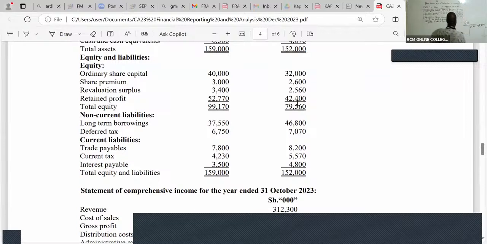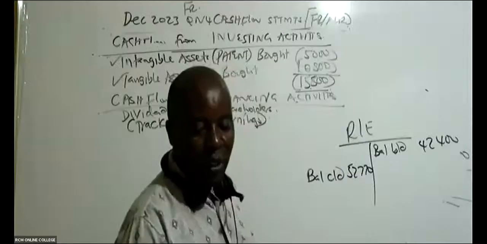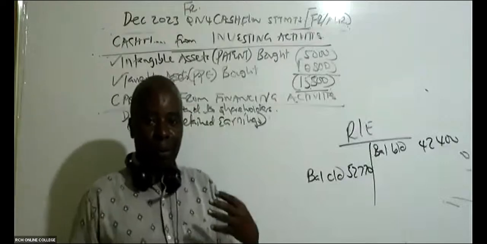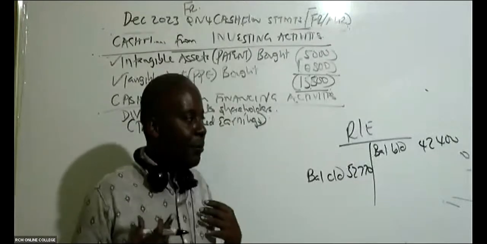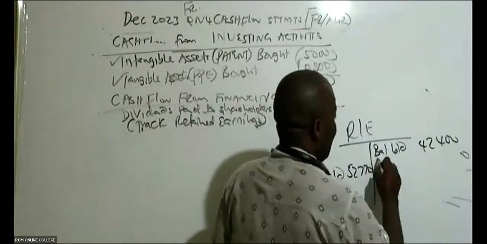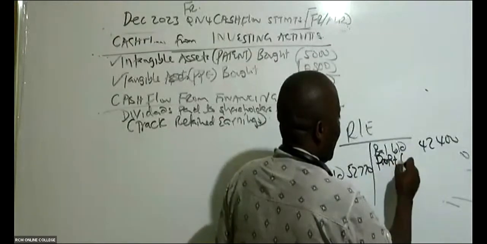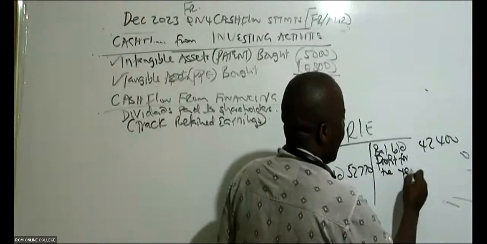And then we have balance carried down. So balance carried down for retained earnings. What do we have here? Balance carried down for retained is 52,770. Now, ladies and gentlemen, remember that these retained earnings will always increase because of the profits that we make in the year. So you come and give us here profit for the year.